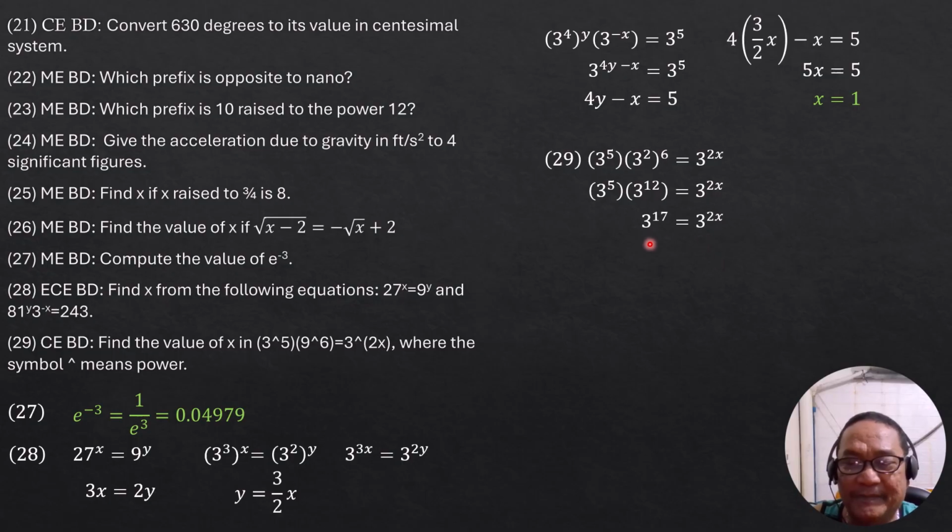They are now of the same base, so we equate 17 to 2x. So therefore, x is 17 over 2, or 8.5. So that's it for this video.